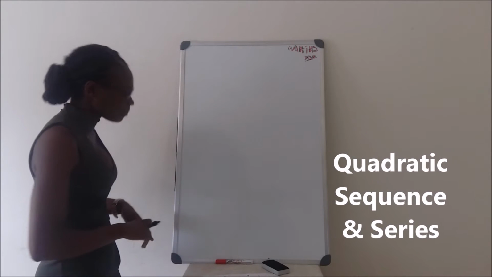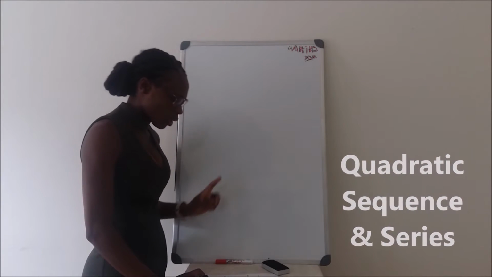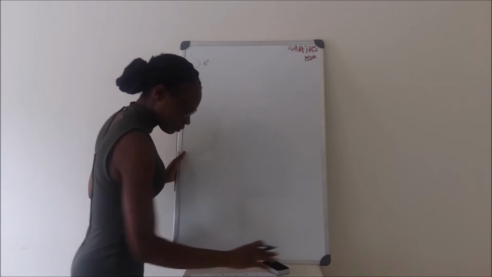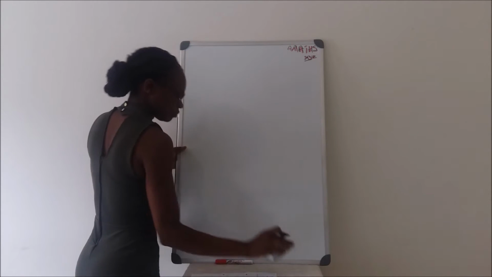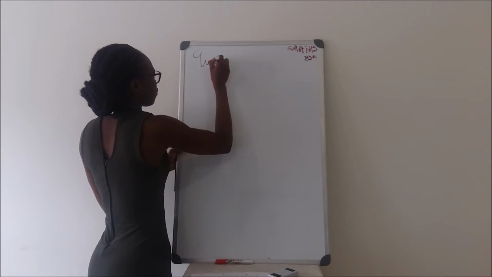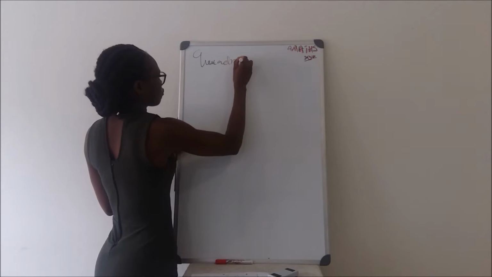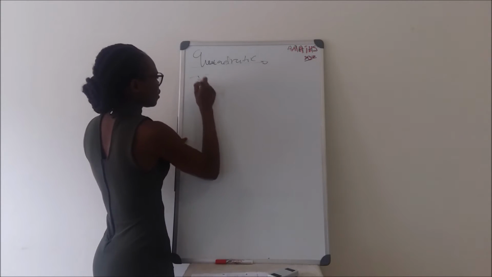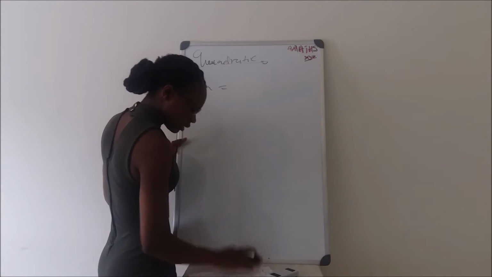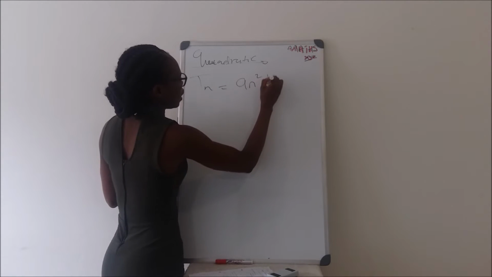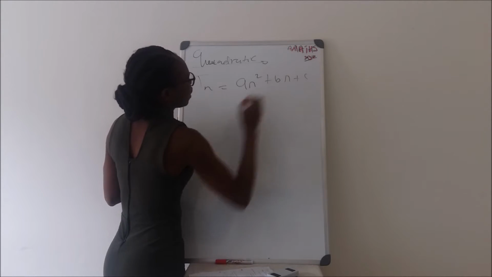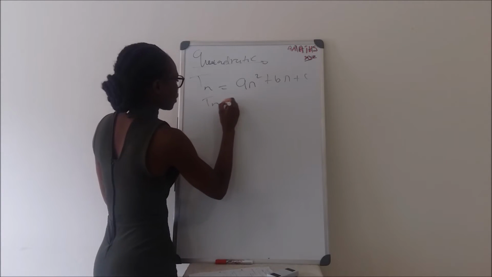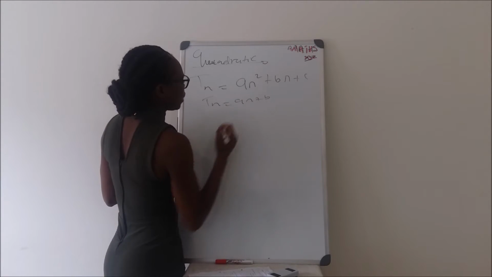Hi guys, as I've already promised you from our last session, we will be doing quadratic sequence in this session. Quadratic sequence. With quadratic sequence we have a standard formula which says Tn is equal to an squared plus bn plus c. The same thing with linear sequence and series, it has a standard equation of Tn is equal to an plus b.